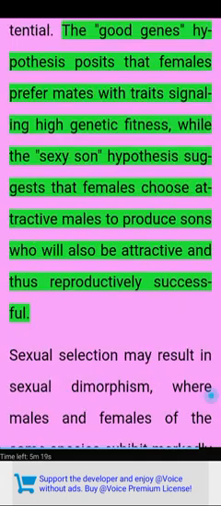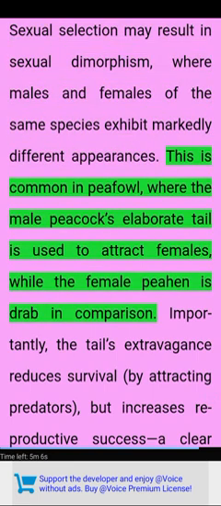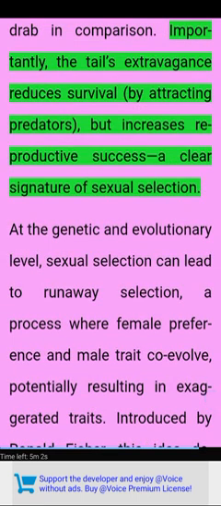The good genes hypothesis posits that females prefer mates with traits signaling high genetic fitness, while the sexy son hypothesis suggests that females choose attractive males to produce sons who will also be attractive and thus reproductively successful. Sexual selection may result in sexual dimorphism, where males and females of the same species exhibit markedly different appearances. This is common in peafowl, where the male peacock's elaborate tail is used to attract females, while the female peahen is drab in comparison. Importantly, the tail's extravagance reduces survival by attracting predators but increases reproductive success, a clear signature of sexual selection.